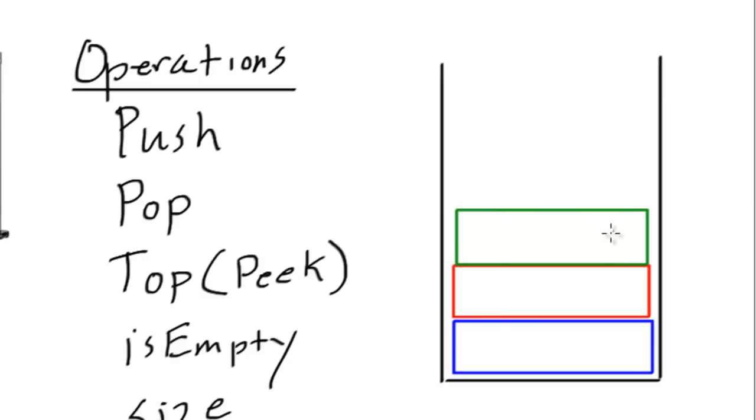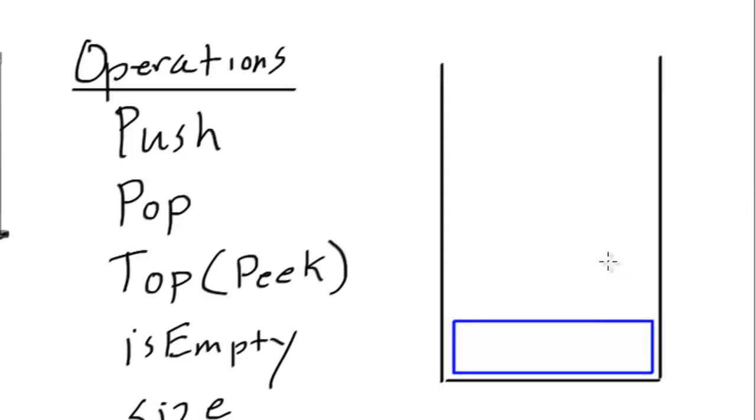So this green thing here is at the very top. We can imagine we always have some reference or pointer to the very top of our stack. If we wanted to do a pop operation, in my case I can just do a Control-Z to undo the last thing I did. So I'm doing a Control-Z here, and that's removing. So that's a pop, that's a pop.